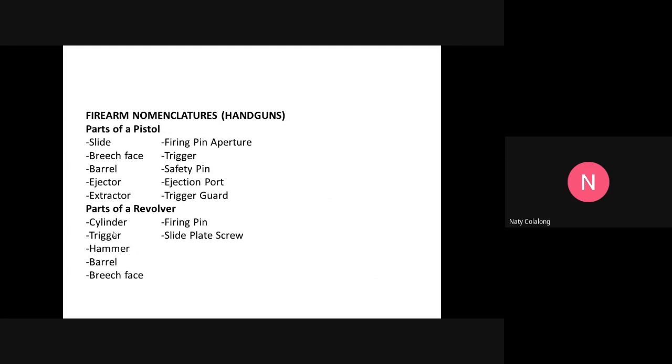I believe that you already had your fundamentals of marksmanship, no? Wherein these topics are already discussed. And I believe that you have already an idea and have seen, and even the demonstration was already given.